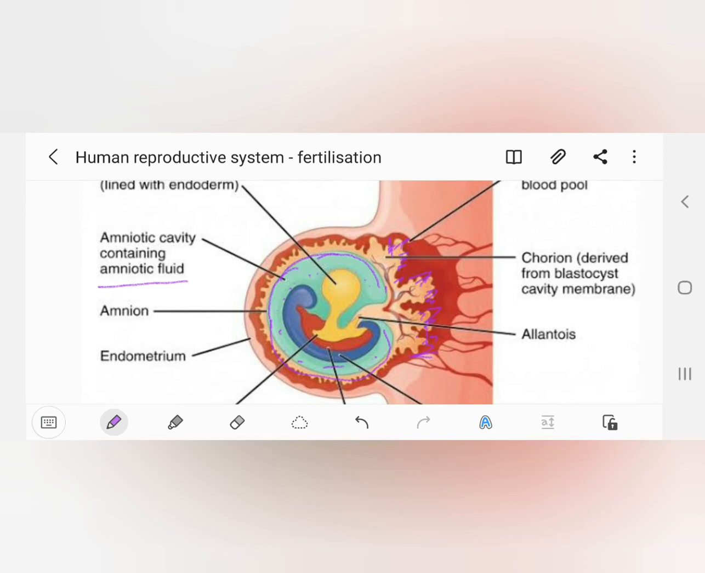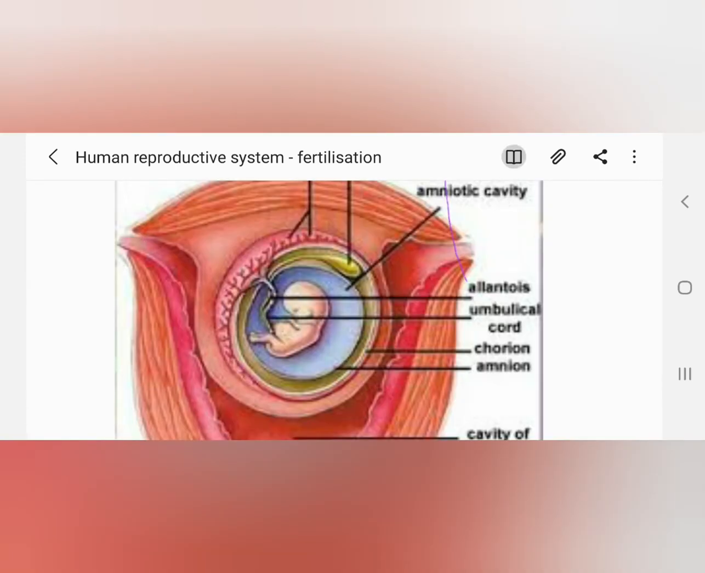And the third layer which is developed is called allantois, that is developed from the gut of the embryo, and it plays an important role in the formation of umbilical cord. Okay, before that let us see what are the changes which are occurred in the layers.